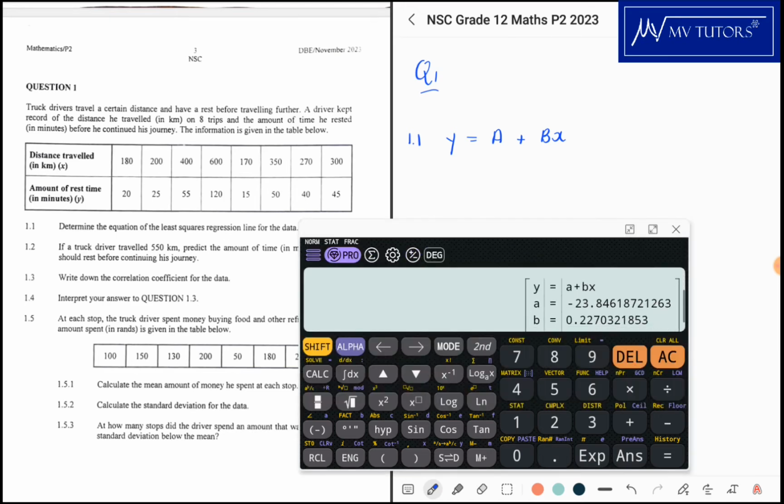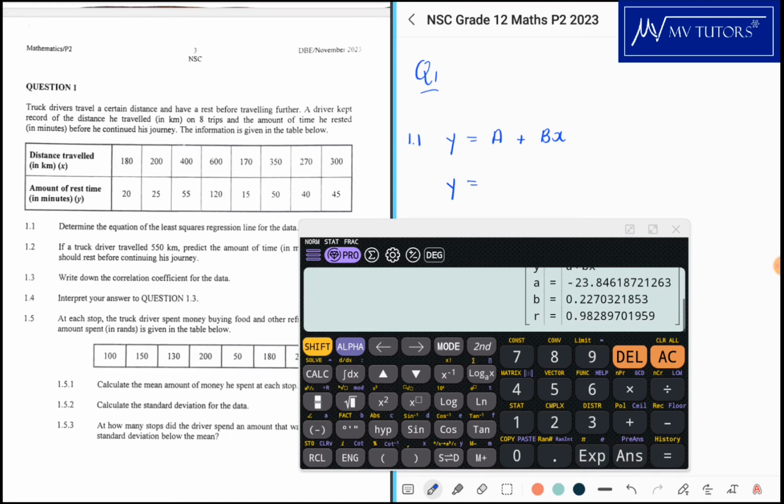For the Casio, it's a little bit different. It will not give you the information like this. You need to click A, then you get the answer for A, B, you get the answer for B, and R as well, which is the correlation coefficient. But here, this calculator summarizes it quite nicely. So I can then input the information.